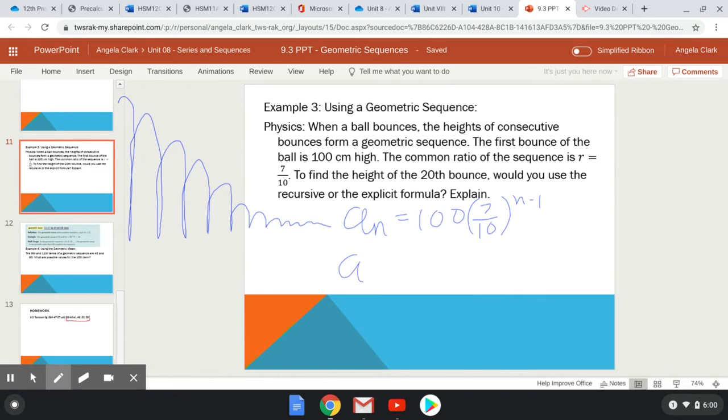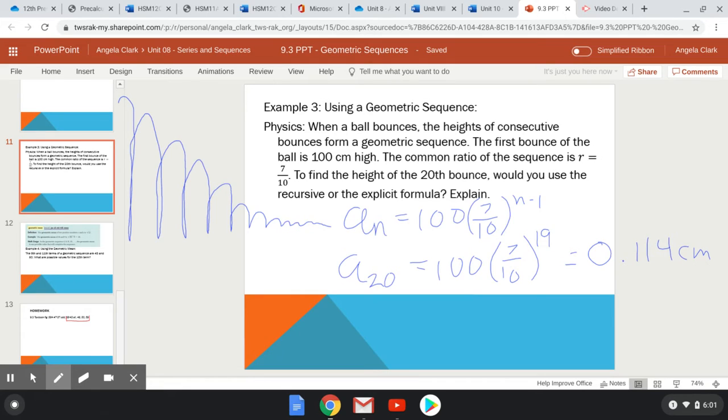And then I want to find a_20, so that's just 100 times 7 over 10 to the 19th power, right? Remember, we're subtracting 1. So to the 19th power. So we're going to put that in a calculator. And we end up with 0.114 centimeters. So after 20 bounces, it's pretty close to the ground.